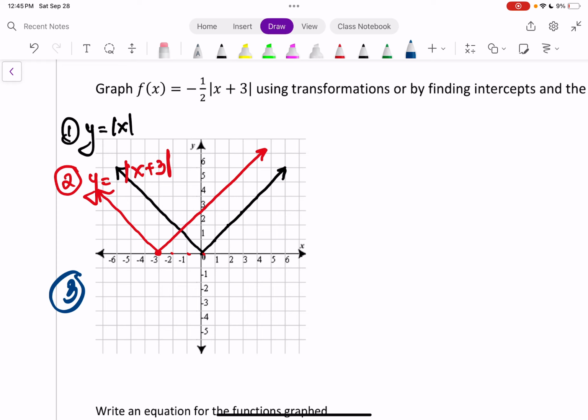And finally, the negative 1/2 multiplied to the function makes all the y values multiply by a negative 1/2. So take all the y's you've had before and multiply them by a negative 1/2. Well, this y is a 0, so times negative 1/2 stays at 0. This y is a 1. When I multiply it by negative 1/2, it flips over.